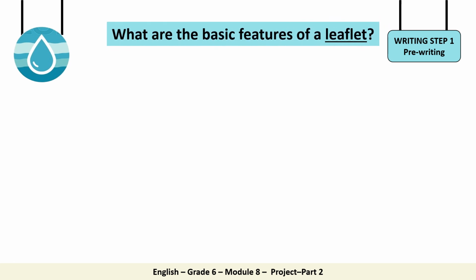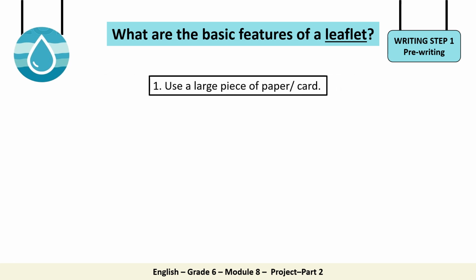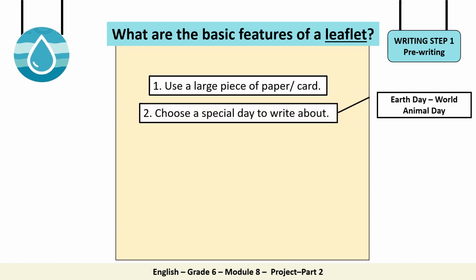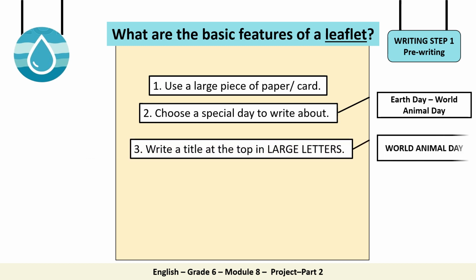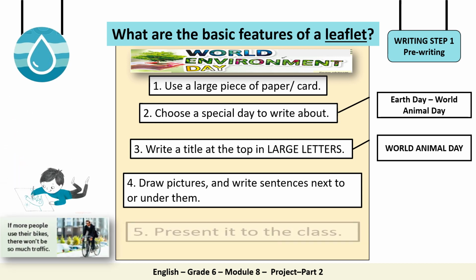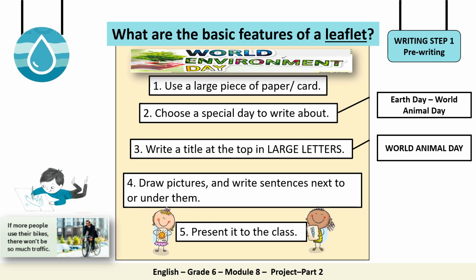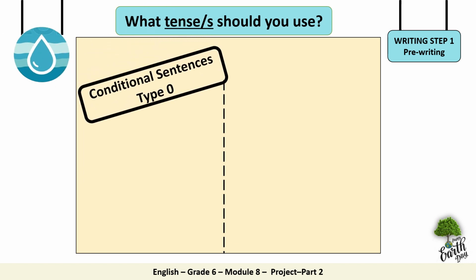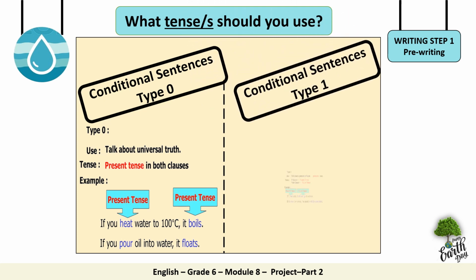Now let's recall the basic features of a leaflet. Number 1. Use a large piece of paper or card. Number 2. Choose a special day to write about. Number 3. Write a title at the top in large letters. Number 4. Draw pictures and write sentences next to or under them. Number 5. Present it to the class. Remember to use conditional sentences type 0 and conditional sentences type 1.